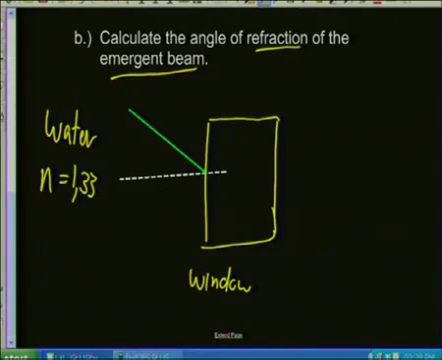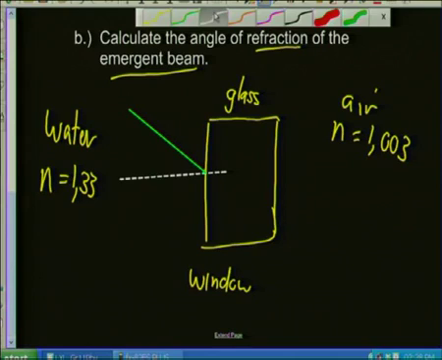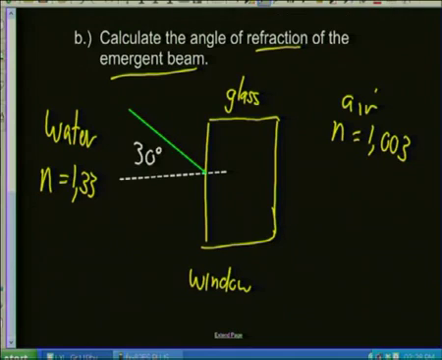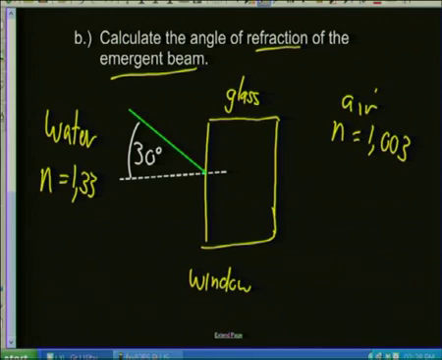We don't know the refractive index of this glass, but we know that on the other side here we've got air, and the refractive index of air here was 1,003. We also know that the angle of incidence, this angle here, is 30 degrees. Remember, it's measured from the normal. That is critical. You can't just measure it from anywhere. It's measured from the normal to the beam, as I've indicated over here.